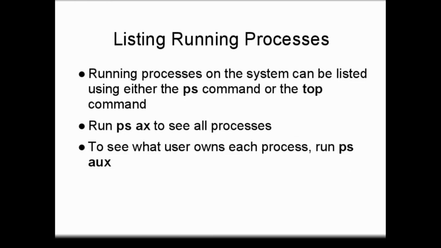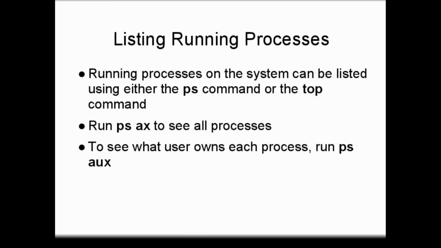When working with a Linux system, it's often useful to see what programs or what processes are running on the system. There are two commands that can be utilized in order to find this information. The first of these is the ps command, which stands for processes. ps AX will allow you to see all processes currently running on the system. To find out which user owns each process, run ps AUX.